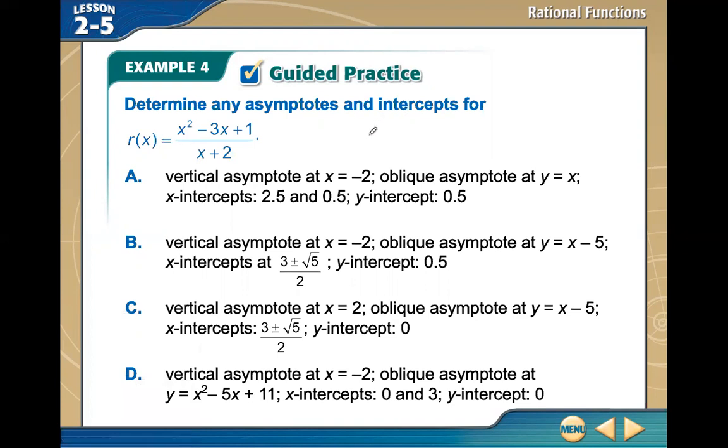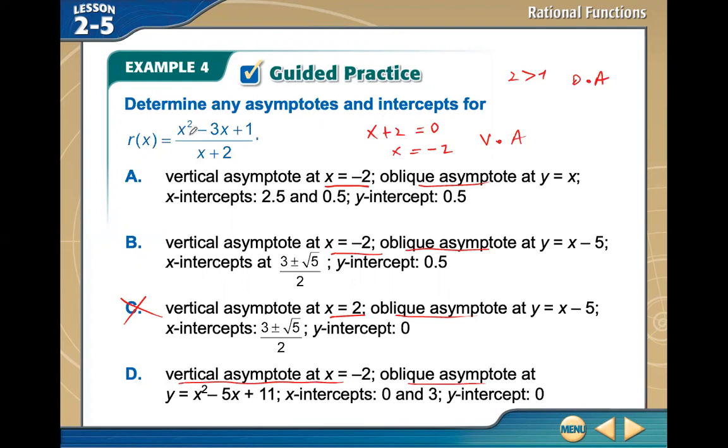How can I start? x plus two is equal to zero. x is minus two. It is the vertical asymptote. I check this. So this is the vertical asymptote. It's okay. And then I check: two is greater than one, which means there is an oblique asymptote. So it says there is an oblique asymptote. Yes, yes, yes, and yes. And now I can eliminate D directly.